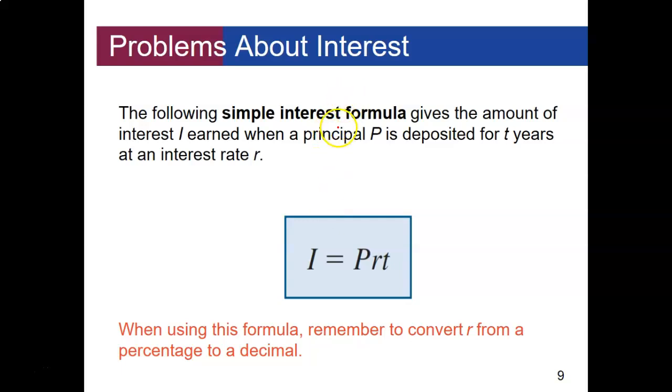We're going to be working with the simple interest formula. The simple interest formula is I equals PRT. The main thing to remember here is that rate needs to be a decimal. So if you have a percentage rate of 4.5%, before you use it in your formula, you've got to move your decimal two places to the left. So it's going to be 0.045 for your r. Always use the decimal form, not the percentage form.